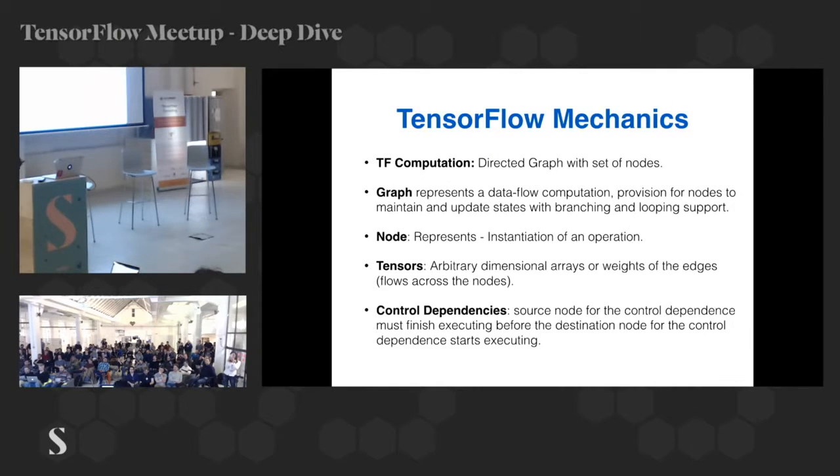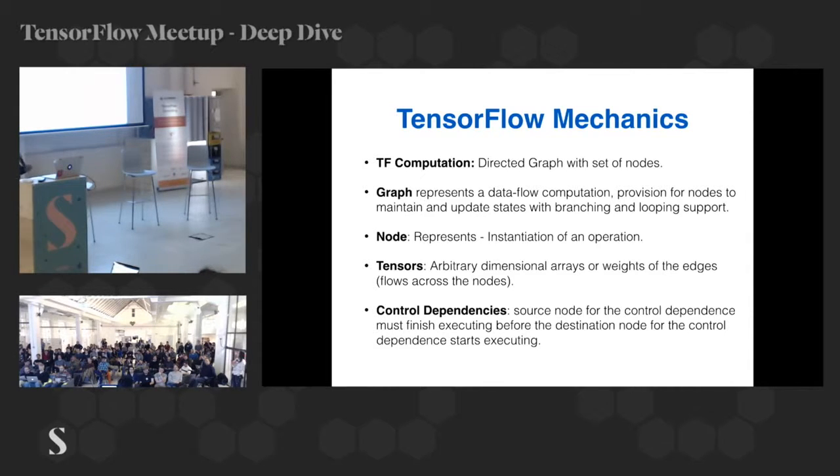A TensorFlow computation is a data flow computation, which can be represented as a directed graph, and a graph has nodes. The graph actually represents this computation, which provisions the nodes for maintaining and updating states. And it has some branching and looping support. The node represents some sort of an operation. An operation could be an add, multiply, like a matrix multiply.